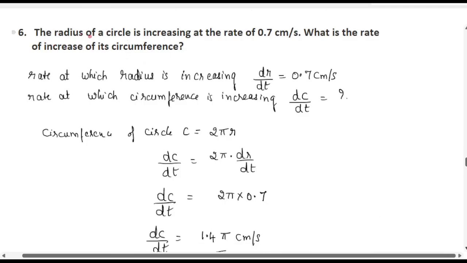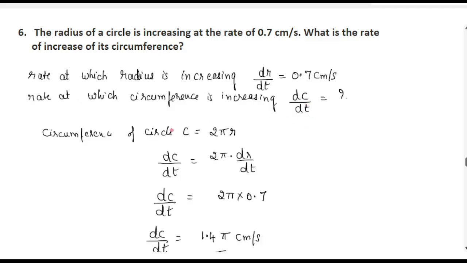Next question. The radius of a circle is increasing at the rate of 0.7 centimeter per second. What is the rate of increase of its circumference? What is given? The radius of the circle is increasing at the rate of 0.7 centimeter per second. So dr by dt is given as 0.7 centimeter per second. We need to find the rate of increase of its circumference. If we consider circumference as c, then find dc by dt.